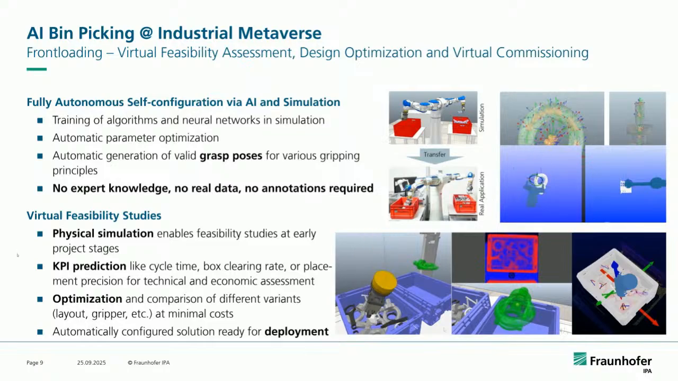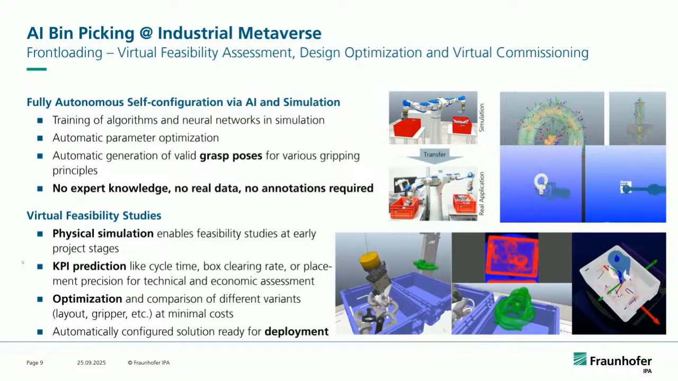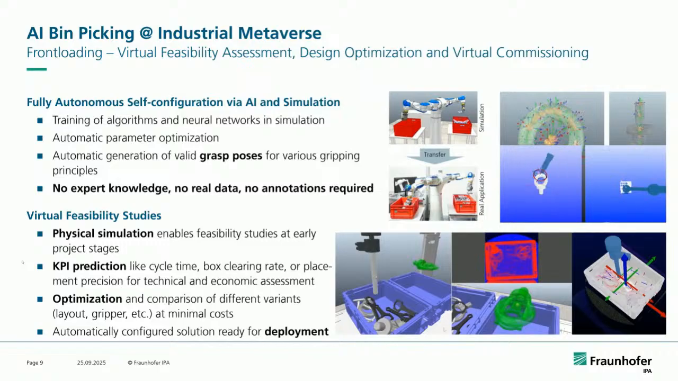So most importantly, it gives you the opportunity, without investing money into any hardware, to really test the solution you might run in your production by having plenty of simulations run and analyzing what comes out of it. For example, the KPI prediction of the cycle time, of the robustness of your grasps, of the placement accuracy, where you put these objects in the end. Are you accurate enough for tending your machine accurately?